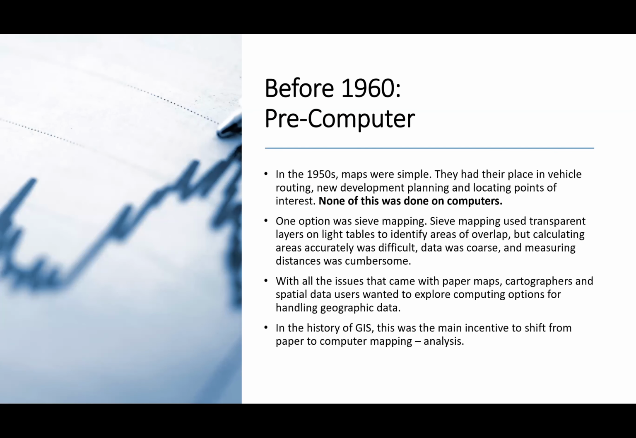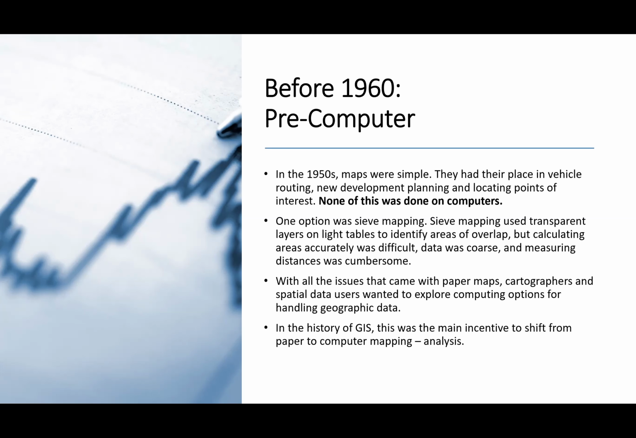So pre-computer, skipping some time there, but around the 1930s and 40s, you'll remember that in the history of maps, the history of cartography, we know that maps were often used by the military as a way to denote territories and what kinds of things are happening in their territory. The military in the United States was instrumental in collecting and preparing maps for those same purposes. In the 1950s, maps were simple, general reference maps, so think back to your map types. They had their place in vehicle routing, new development planning, and locating points of interest, but none of this was done on computers yet.